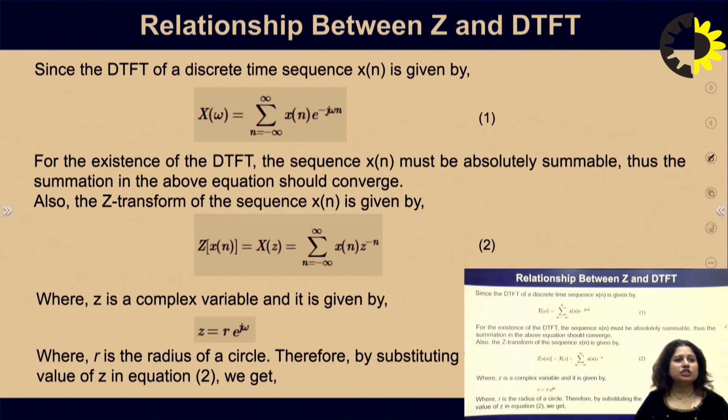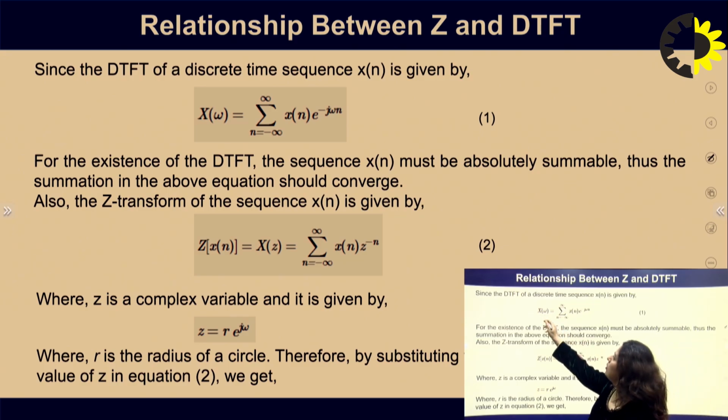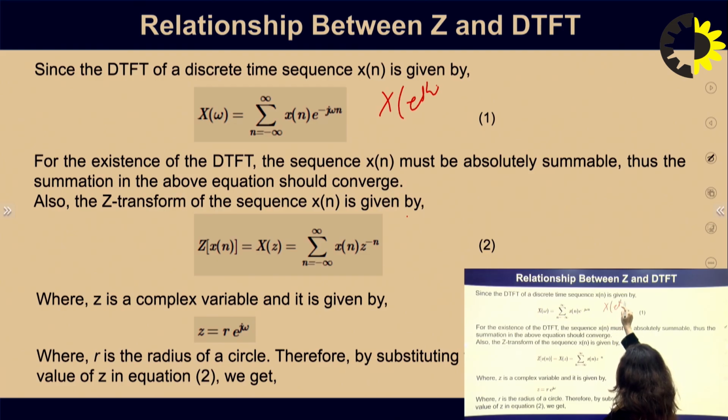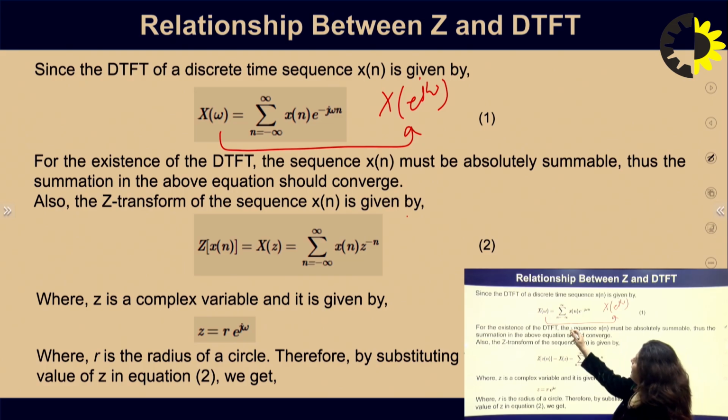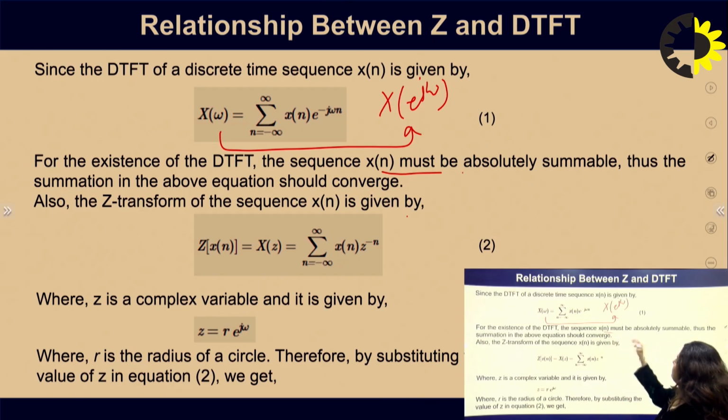So what is the relationship between Z transform and DTFT? We have already discussed it, but we can see it in detailed form. The DTFT of a discrete time sequence x[n] is given by X(omega), or X(e to the power j omega), which equals the sum over n from minus infinity to infinity of x[n] e to the power minus j omega n. For the existence of the DTFT, the sequence x[n] must be absolutely summable. Also, the summation in the above equation should converge.